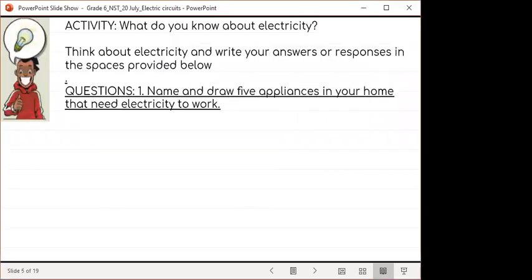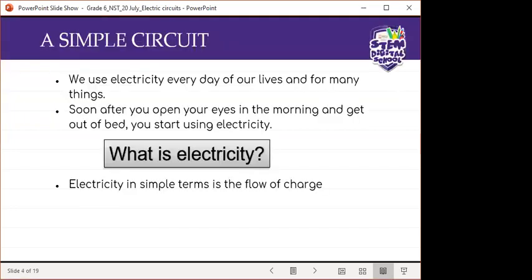And that leads us into an activity which says, what do you know about electricity? It reads, think about electricity and write your responses in the spaces provided below. Question 1, name and draw 5 appliances in your home that need electricity to work. Mokwana, the only important thing in this slide is that electricity is the flow of charge. That's all that you need to write down or note in terms of this slide.